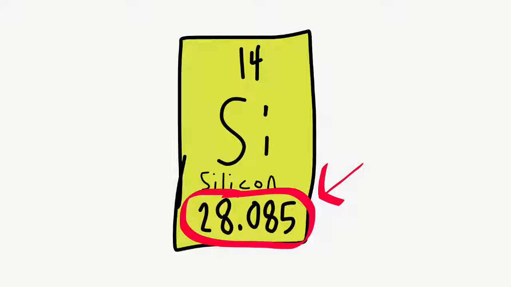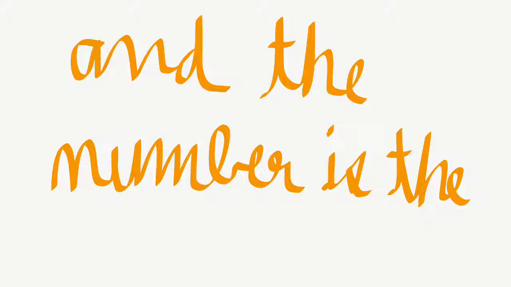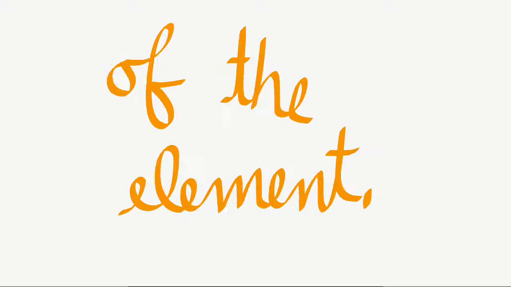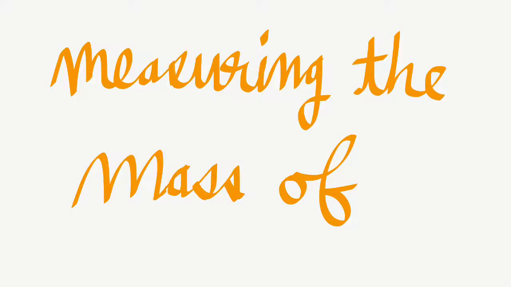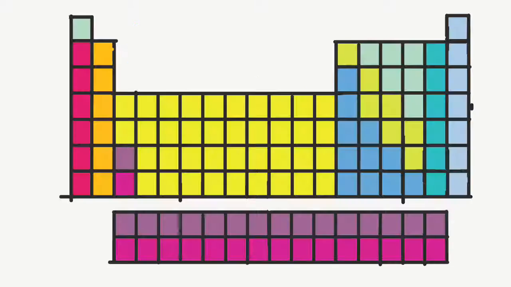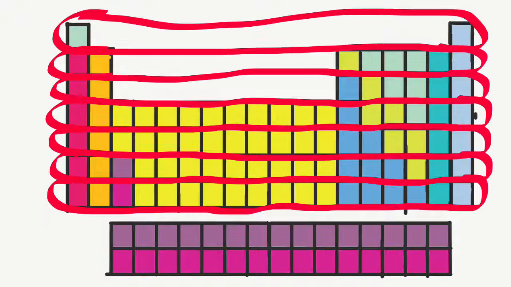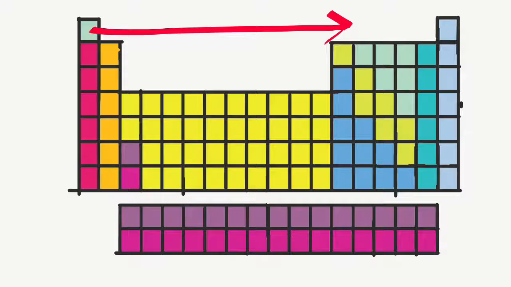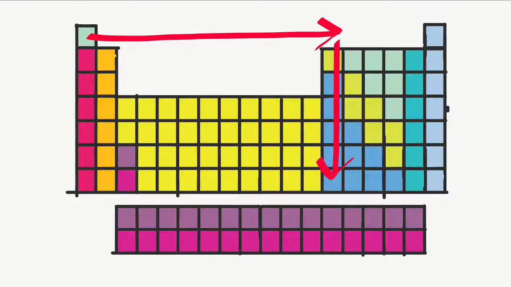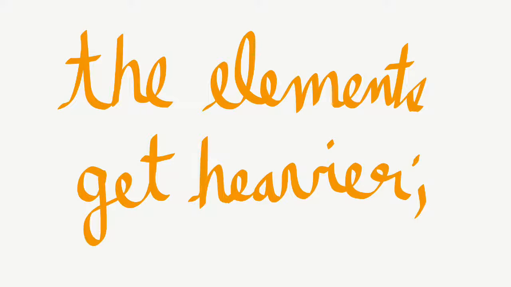But at the bottom of the square, there's also a number, and that number is the number of AMUs of the element. AMUs are basically just a way of measuring the mass of atoms and molecules. The little squares are divided into rows and columns. The rows are called periods, and the columns are called groups. When you go across a period and down a group, the elements get heavier.